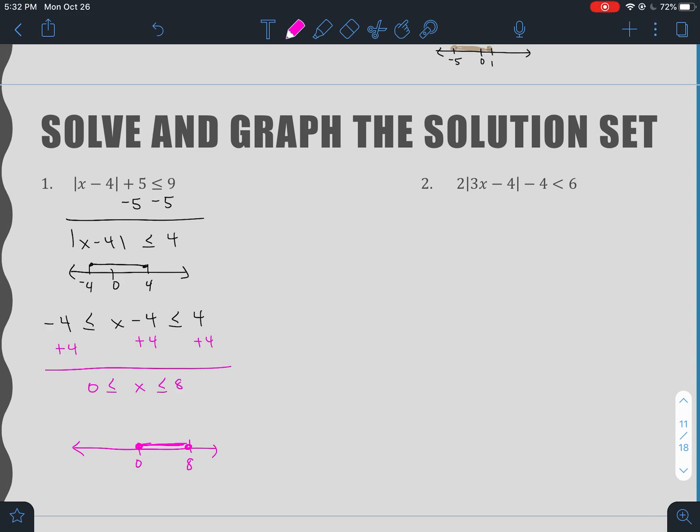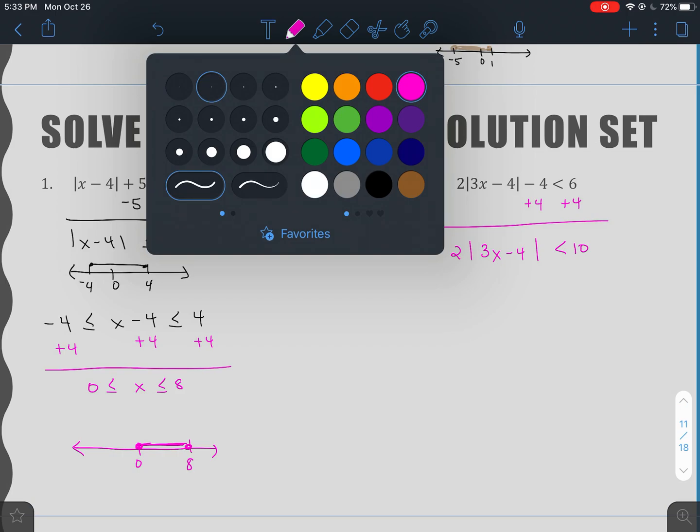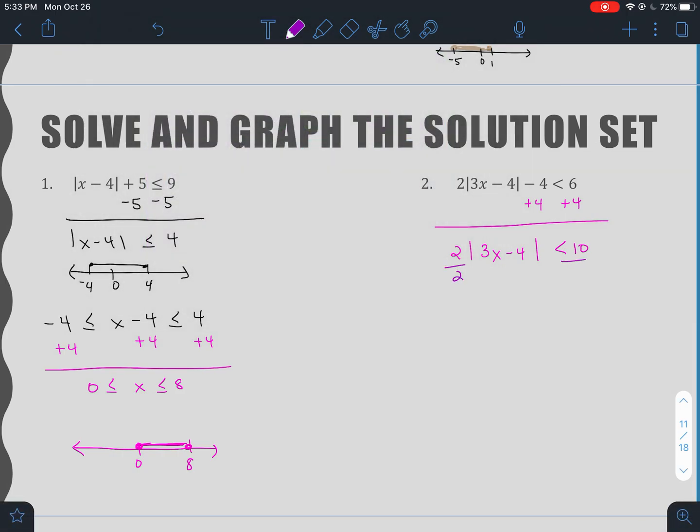On the next one, I need to get the absolute value by itself first. So I'm going to add 4, and then I have 2 times the absolute value of 3x minus 4 is less than 10. And then divide by 2 and divide by 2. And then I have the absolute value of 3x minus 4 is less than 5.